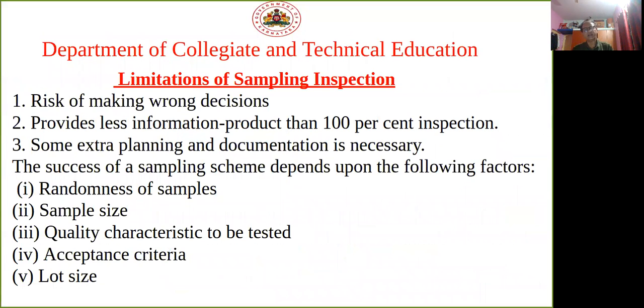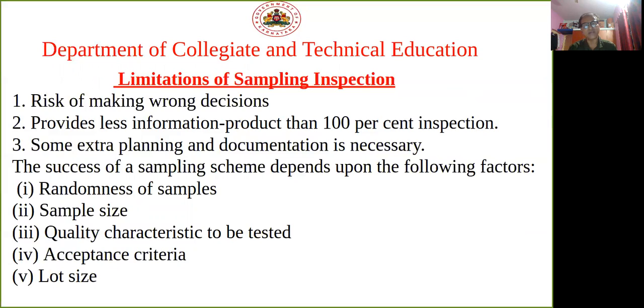So now we'll study the limitations of acceptance sampling inspection, or I can say the disadvantages. What are the disadvantages? The first is the risk of making the wrong decision. As I've told you just now, say for example, instead of 1,000, a machine is manufacturing 100 items per hour. Out of the 100 items, I have selected 5 items for inspection, and 95 items are there in the lot.